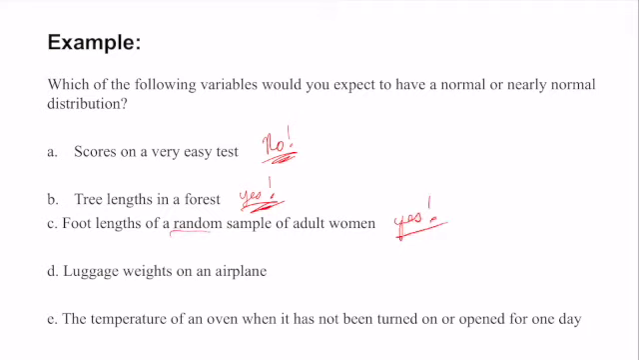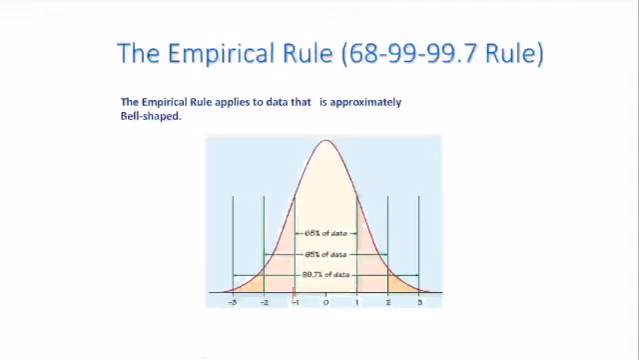What about foot lengths of a random sample of adult women? Feet are part of us. They're natural, right? So this would have a normal distribution. And what about luggage weights on an airplane? This is up for debate. I am an overpacker, but I don't think that this would follow a natural curve. The temperature of an oven when it has not been turned on or open for 1 day. I don't know if that'd be normal. I think that'd be just kind of flat, don't you think? If we were to graph its temperature all day, it wouldn't change. So this is a no.